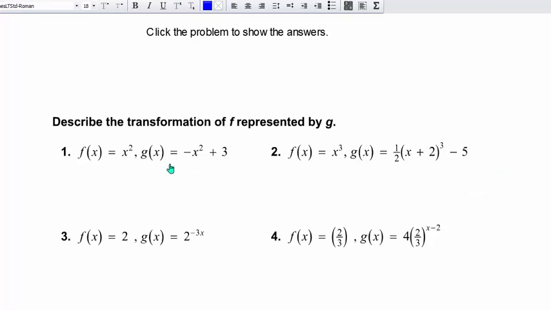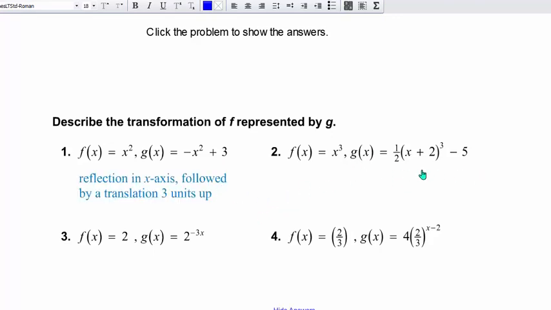So if we look at the differences, we notice we have a negative in front. That's the A position. And this one here is the K position. And A, negative, flips it over the x-axis. And K shifts it up 3. So those are the two things that happen.